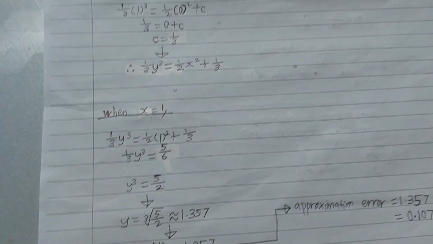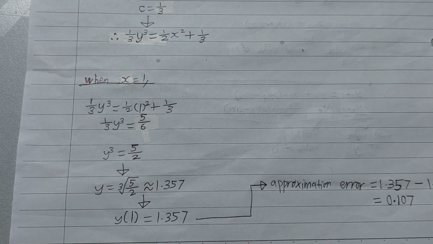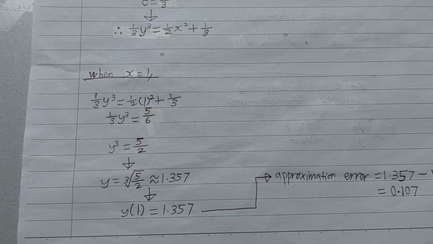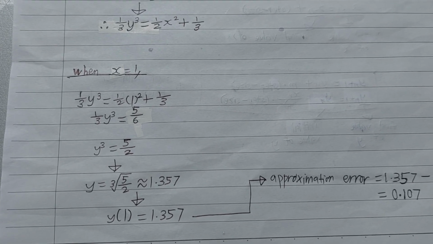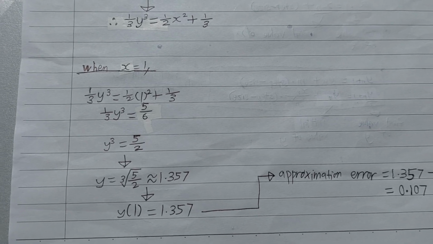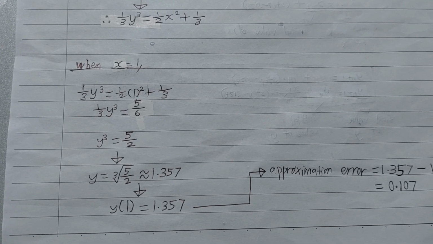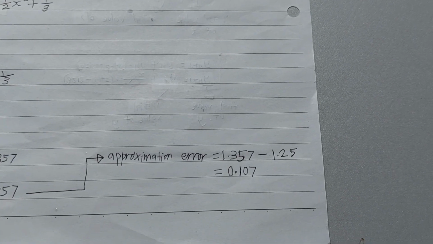And then I need to find the value of y(0) and y(1). So I need to substitute x equals 1, which helps me get 1.357 as the value of y(1). So now after that, I need to find the approximation error.